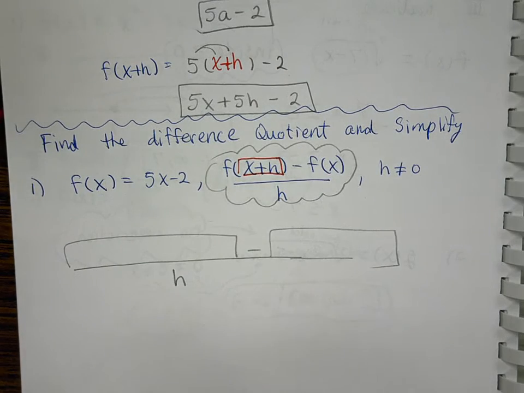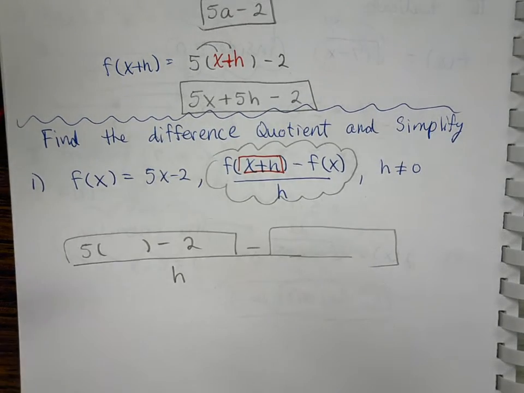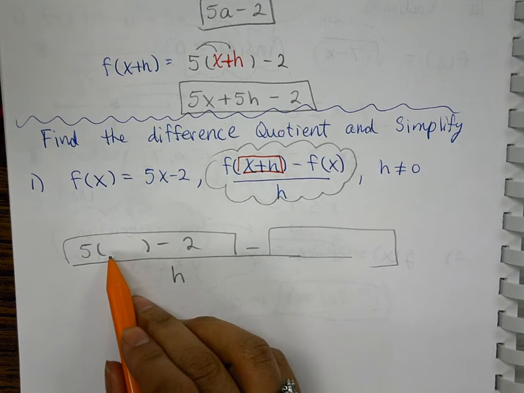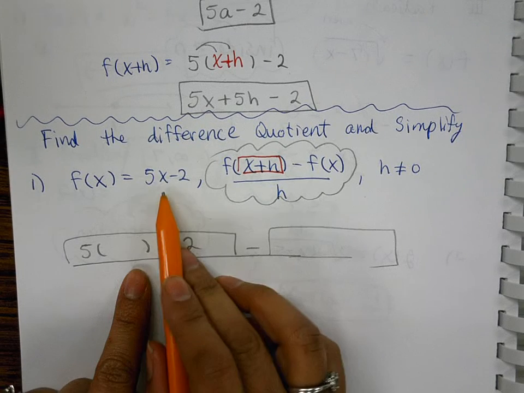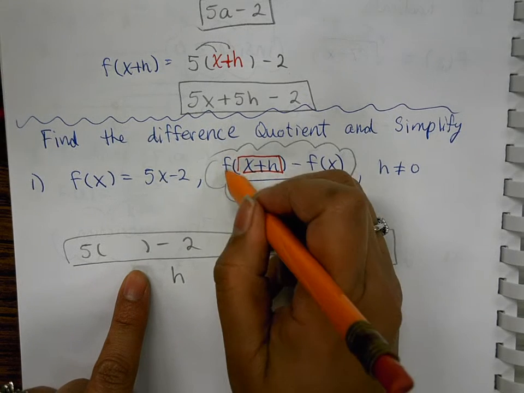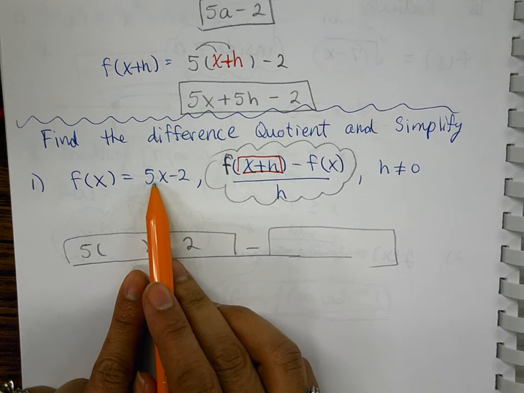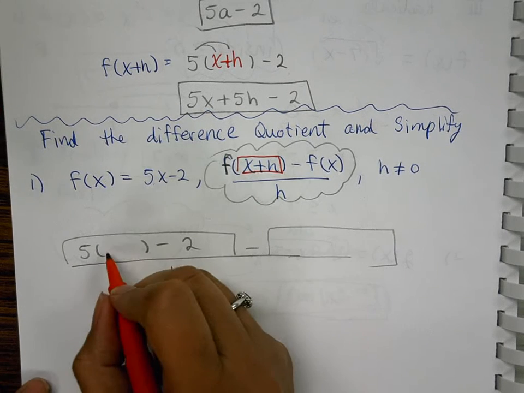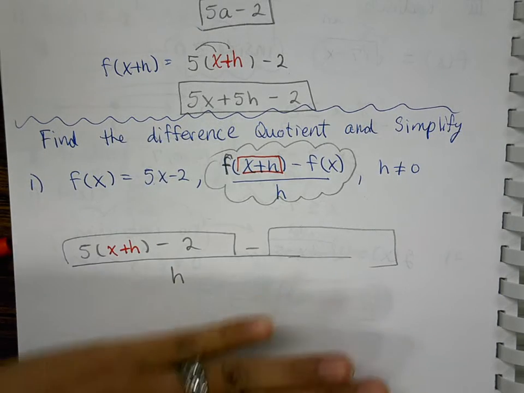This tells me what to plug in for my first box. What I'm going to put in the first box is just the 5 blank minus 2, kind of like the skeleton that we were doing up here. Okay, what goes in the blank where the x used to be? Before I go further, where's the 5 blank minus 2 coming from? My f function. This is telling me, hey, use your f function. What is the f function? 5x minus 2. Blank for x, and what goes in the blank? X plus h.